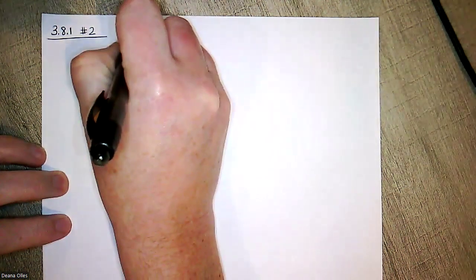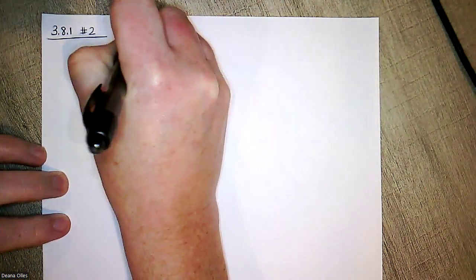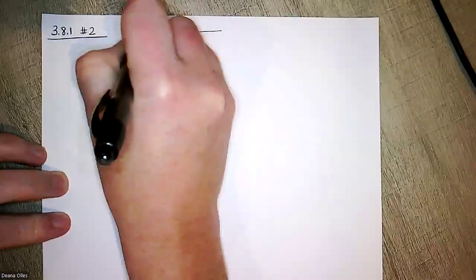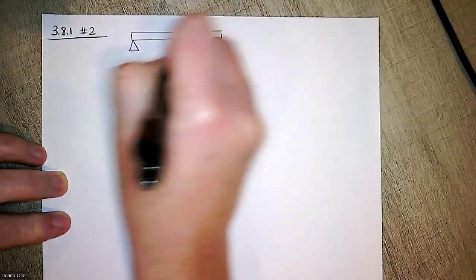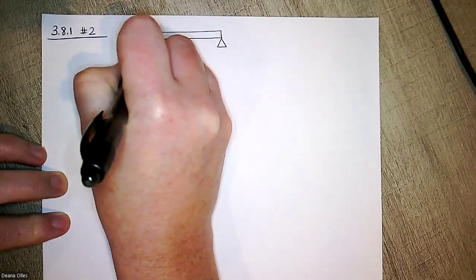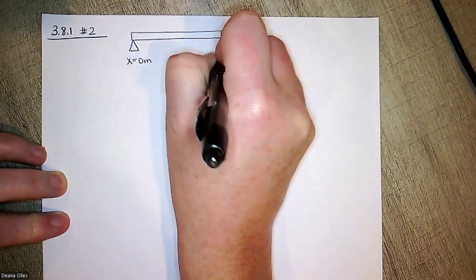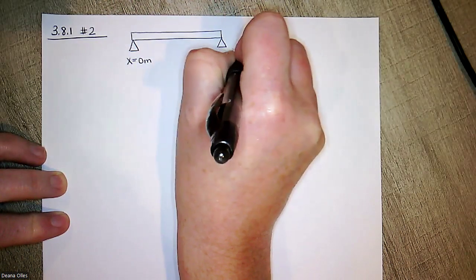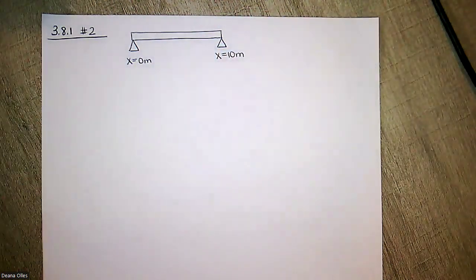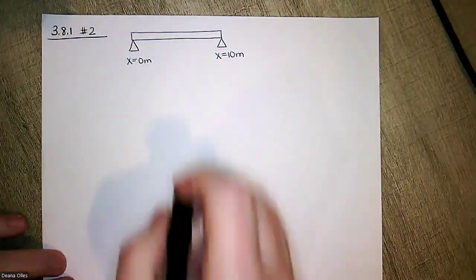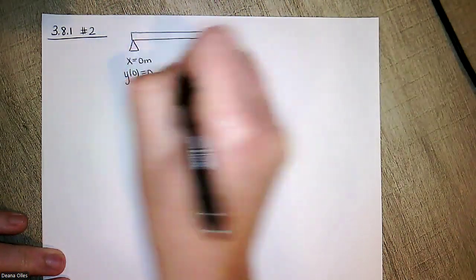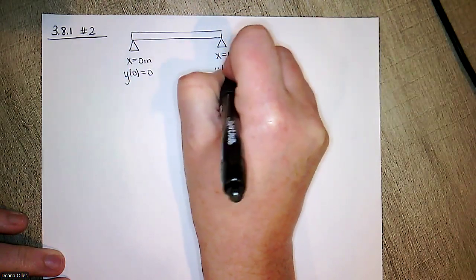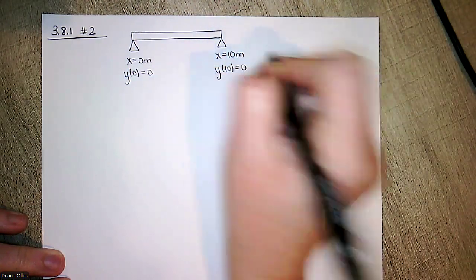So I'm going to go ahead and just draw this. We have it. So 10 meters simply supported at both ends. So we've got x equals 0 meters, x equals 10 meters. If it's simply supported at both ends, that means we have 0 deflection at both ends. So at y equals 0, we have no deflection. And at y equals 10, we have no deflection.